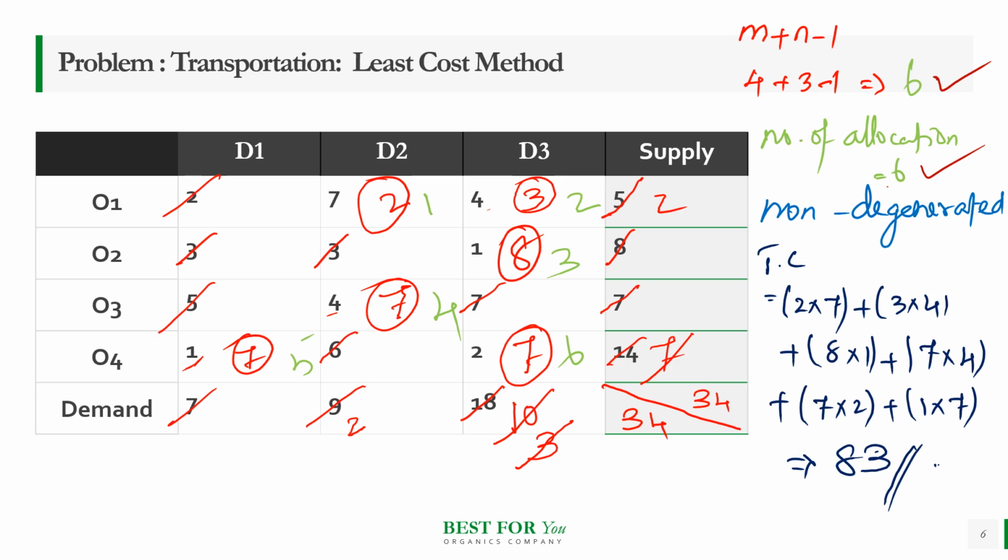As I said, the least cost method will give you better optimization compared to the northwest corner rule. In the same problem, the northwest corner rule gave us a value of 102. But when you compare with the least cost method, it gives you a lesser cost. So the least cost method will always give you an optimized answer compared to the northwest corner rule.